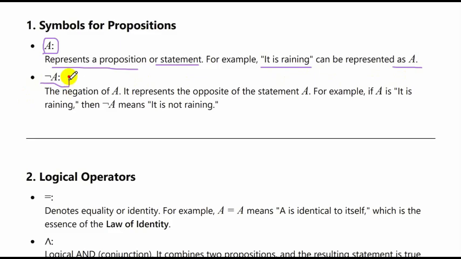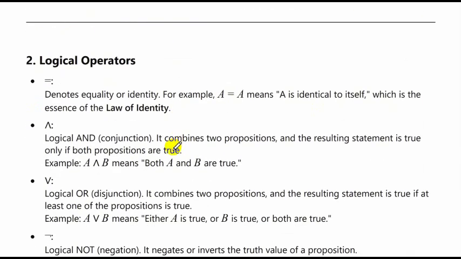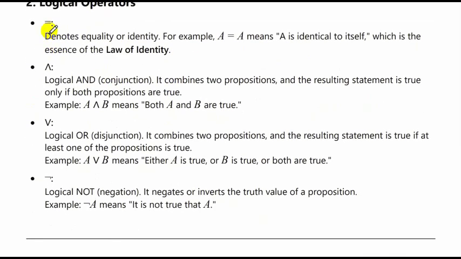This symbol represents negation, that is not A. So the negation of A is not A. It represents the opposite of the statement A. For example, if A is it is raining, then not A means it is not raining. I hope it's clear. Let's move on to the next logical operator.